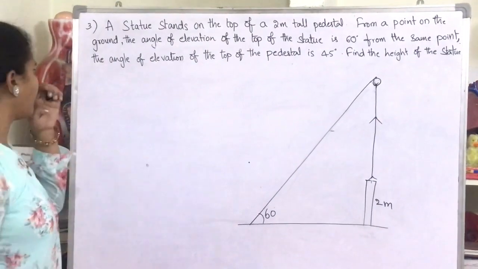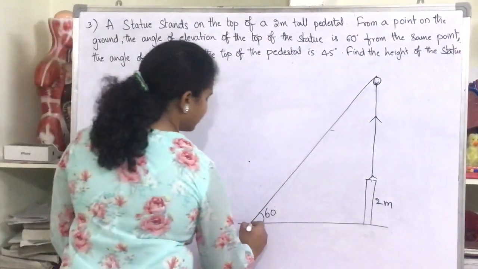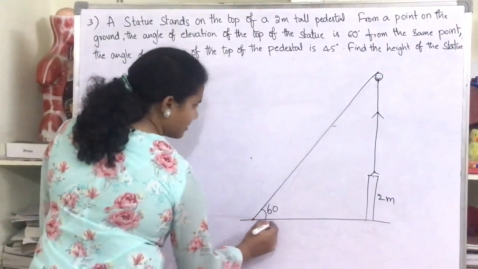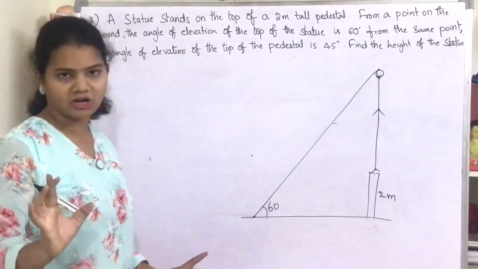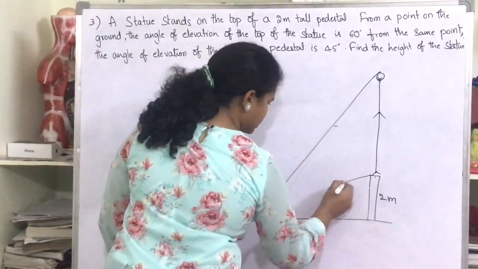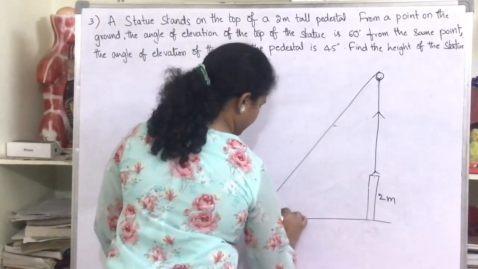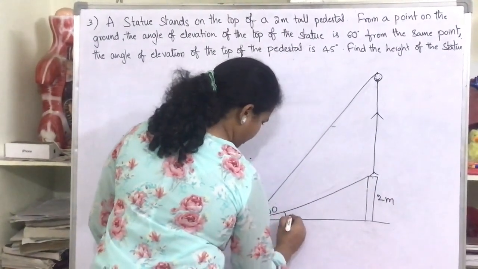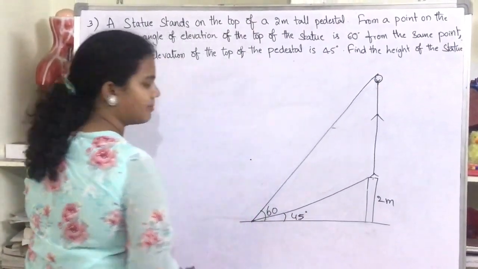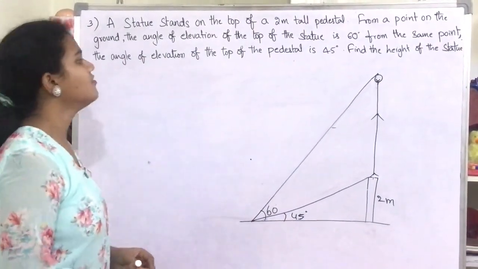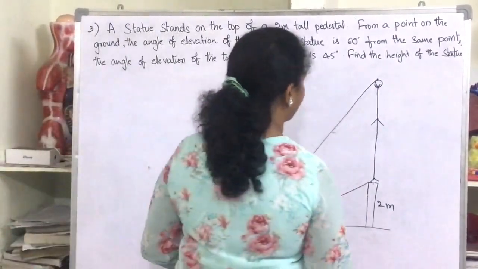Now from the same point, the angle of elevation of the top of the pedestal is 45 degrees. So from this same point, the angle of elevation from the pedestal to this point is 45 degrees. Let's make a picture according to this. We can make it like this. Here you have 45 degrees. Now we need to find the height of the statue.